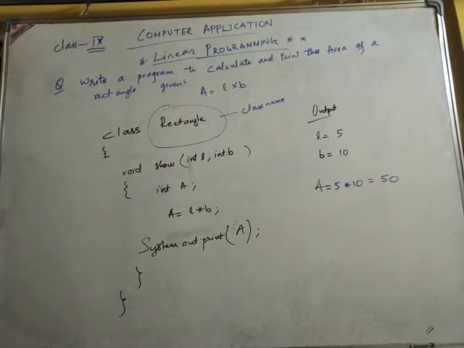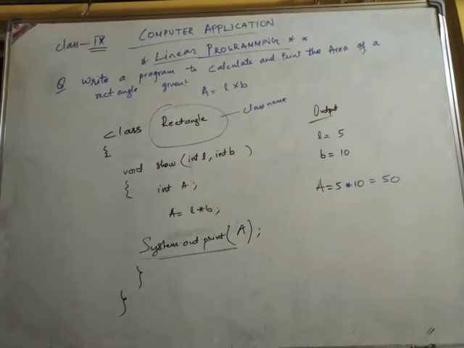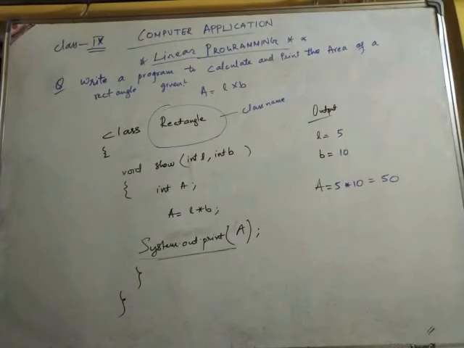So at the last, 50 will be seen on the screen when we write System.out.print. After writing this statement, System.out.print, whatever we write inside the bracket will be printed on the screen. Clear? So 50 will be printed on the screen after calculating the area. This is how we have done a simple program in Java. Clear? Understood all of you?